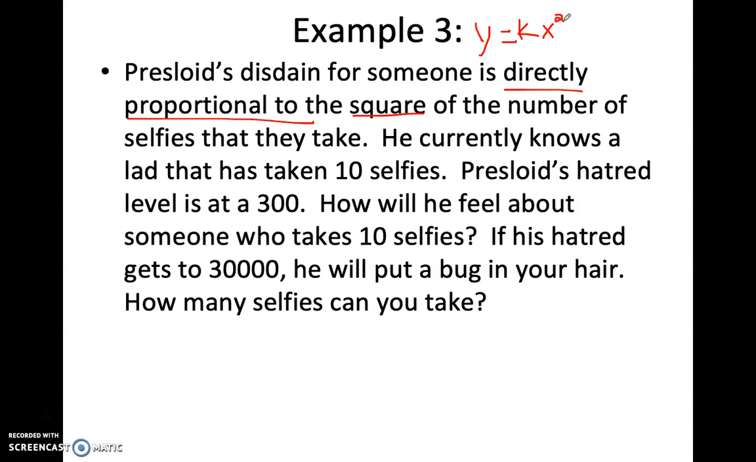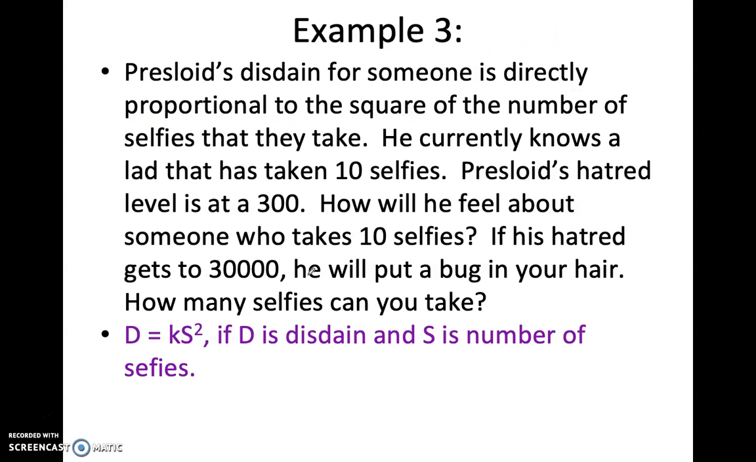So it says he currently knows a lad that has taken 10 selfies. His hatred level is at a 300. That's my disdain. How will he feel about someone who takes 10 selfies? If his hatred gets to 30,000, he will put a bug in your hair. How many selfies can you take? So if you look, I used instead of y and x, d for disdain, s for selfies. So d equals ks squared is what I just said.